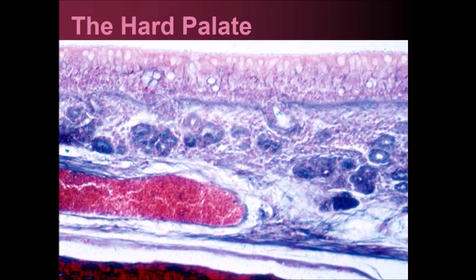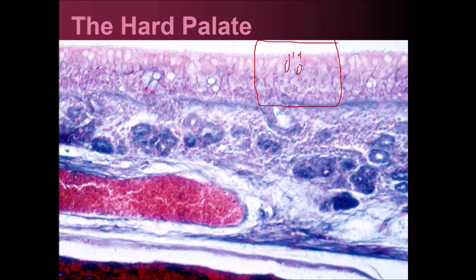The hard palate separates the oral cavity from the nasal cavity. In the oral cavity, I have the hard palate covered with the oral mucosa, lining epithelium, stratified squamous epithelium. In the nasal cavity, I have a respiratory epithelium, pseudo-stratified columnar ciliated epithelium. You can see the cilia here with goblet cells in between.